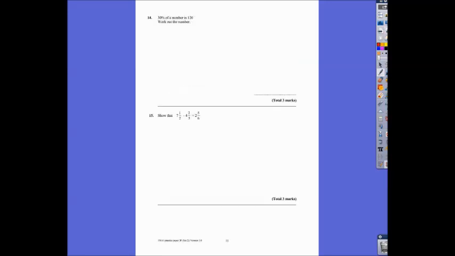Question 14. 30% of a number is 120. Work out the number. Well, if 30% equals 120, if I divide that by 3, we'll get 10%. So 10%, 120 divided by 3 is 40. So 10% is 40. And then to get to the full number, we just need 100%. So 100%, multiply that by 10. The full number must have been 400.